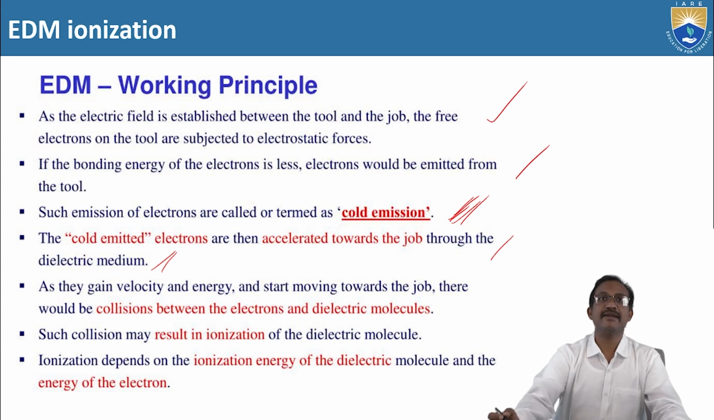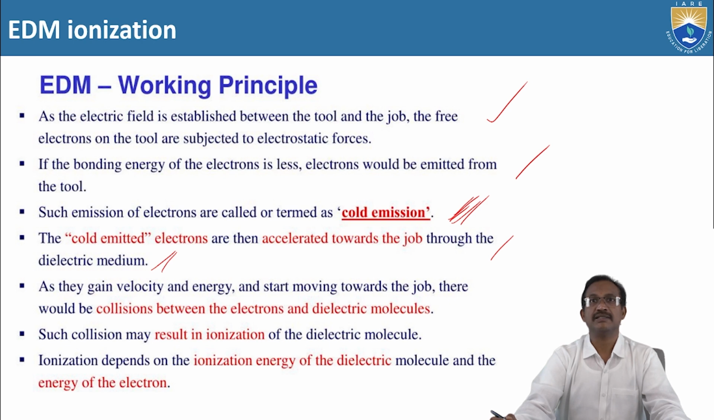As they gain velocity and energy and start moving towards the job, there would be collision between the electrons and dielectric molecules. Such collision may result in ionization of the dielectric molecule. Ionization depends on the ionization energy of the dielectric molecule and the energy of the electron.